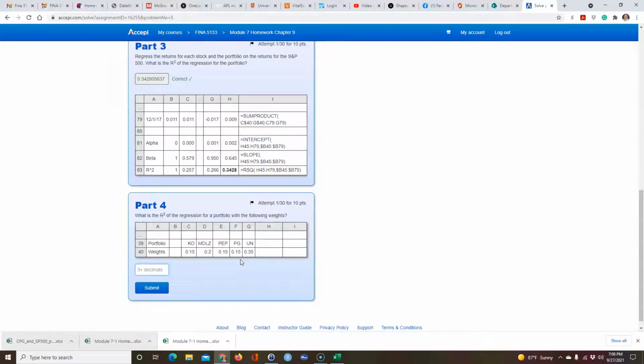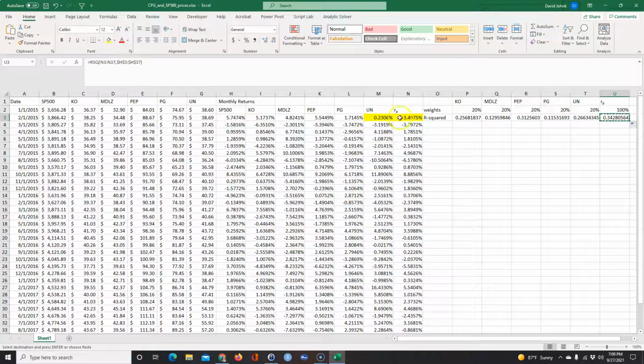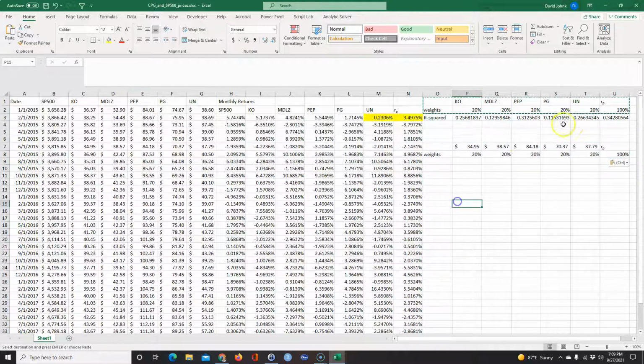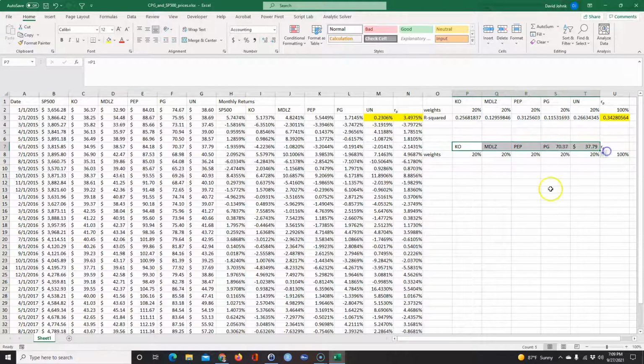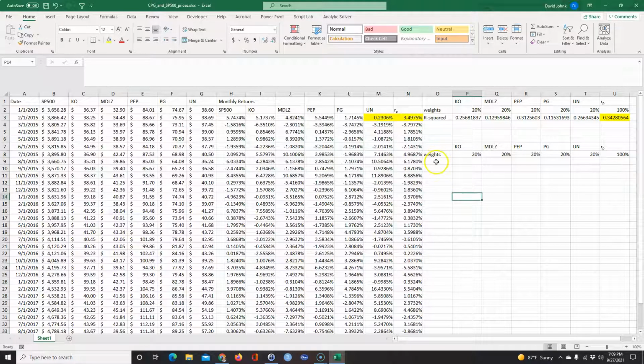Okay. And finally, what is the R squared of the regression for the portfolio with the following weights? So I can do some more weights. Just let me copy this down again. All right, so this is one answer. I got to be careful because this is equal to that, right? So let's just copy that across. And so the weights are still the same. So now we want to do the R squared again.